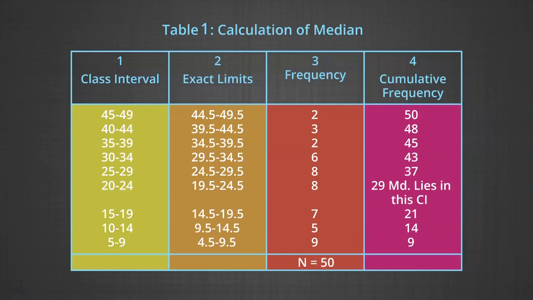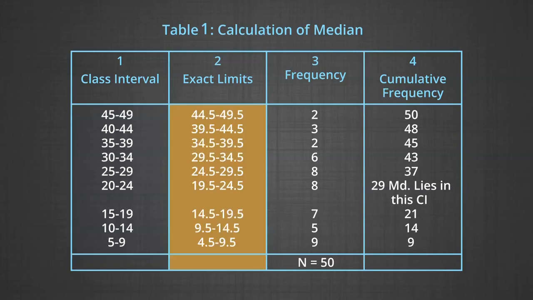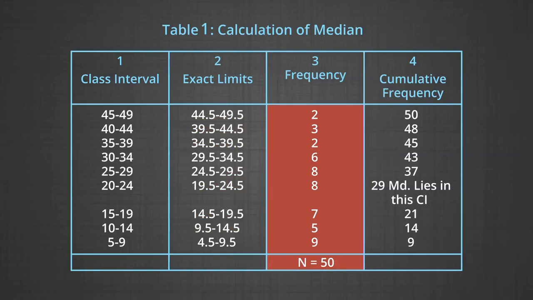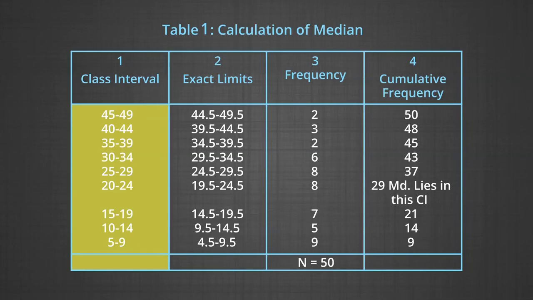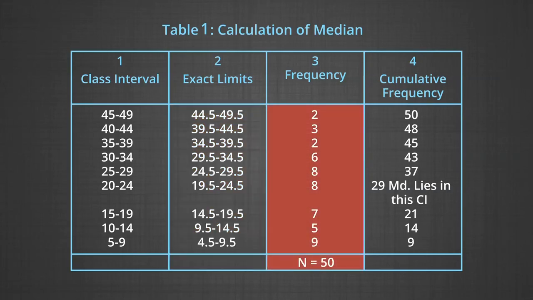Table 1 shows the calculation of median. It has 4 columns. The first column shows class intervals, the second the exact limits of the class intervals, the third shows the frequency in each class interval, and column 4 shows the cumulative frequency. You will see that the lowest class interval is 5 to 9, and the topmost class interval is 45 to 49. The exact limits have been given against each of these, and then we have the frequencies against each of these. In the last column, column number 4, we have the cumulative frequencies. And this shows a particular value which says the median lies in this class interval.